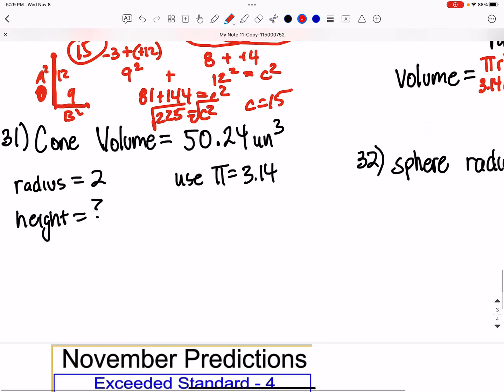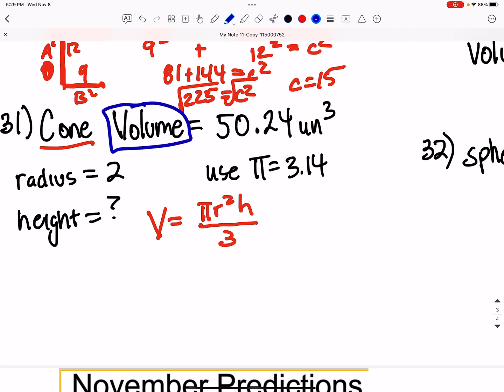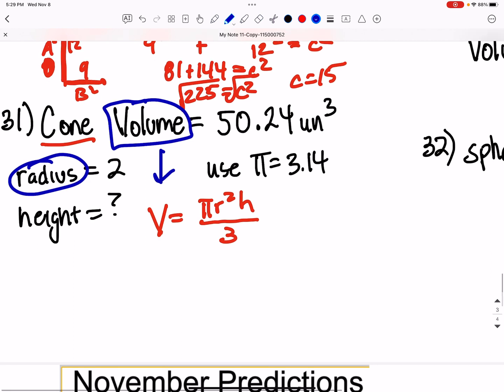This one I did in class. Formulas are cool. So for a cone, volume equals, we start with a circle, pi r squared. We give it some height, and then we crush the bottom, so we divide by 3. But in this one, it gives us our volume. It gives us the answer. It gives us the radius, so it gives us our r. The only thing it doesn't give us is our height. So I'll paint that blue. We're trying to find the height.